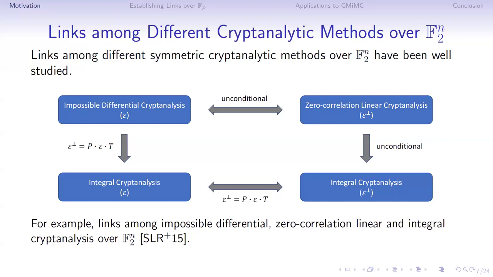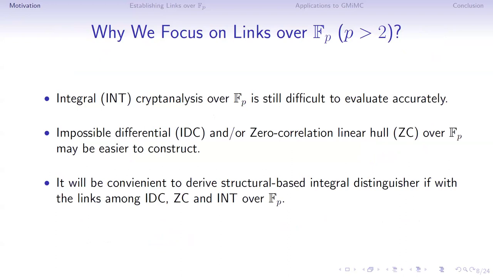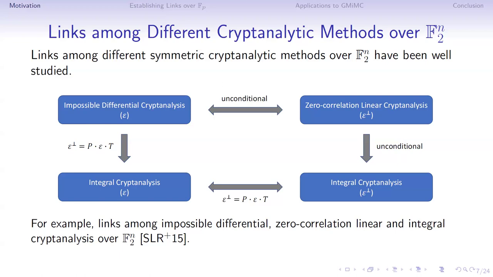So according to the experiences of the whole research community over the afternoon that Mr. Benner felt, it seems that the links could be a very useful tool to reveal such underlying structural properties, for example, which have been well studied for these years. And here we provide an illustration of the links among impossible differential, zero correlation and integral distinguishers over the Boolean field, which was first proposed by Sun et al. in their Crypto 2015 paper.